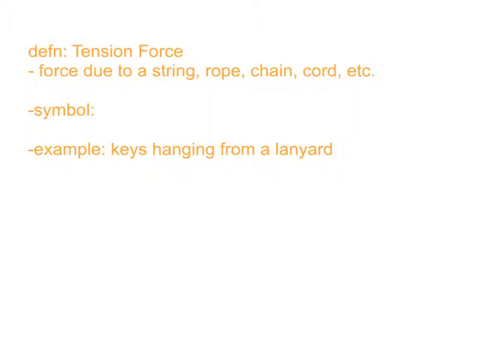Our next type of force is a tension force. This is going to be due to a string, rope, chain, cord, any kind of rope, or anything that falls in that general category. The symbol for tension force is a capital F with a subscript of capital T. An example would be keys hanging from a lanyard. I think tension forces are always the easiest ones to identify, especially if you're given a diagram, because the tension is whatever direction that object is. So in terms of objects, string, rope, chain, cord, whatever direction that is, that's what way your tension force goes. So if we've got keys hanging from a lanyard, your tension force would be right along the lines of the lanyard. So that would be F_T, that would be F_T.